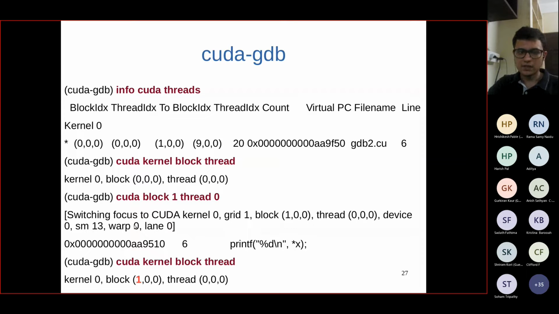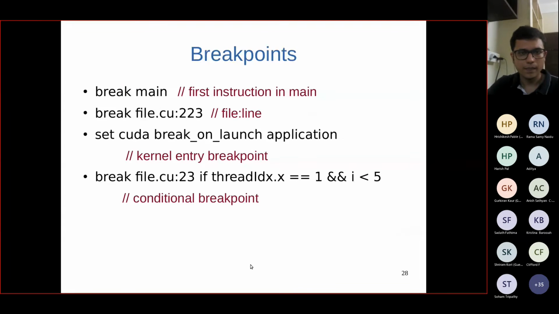So here it is saying that now focus is switched to kernel 0, grid 1, block 1, and thread 0. And then it is giving some information related to the device on which it is executing, streaming multiprocessor, and so on. And then again, if you type this CUDA kernel block thread, it will say that it is now focused on kernel 0, block 1, and thread 0. Since we have done this focus switching, it is now showing us the appropriate information.